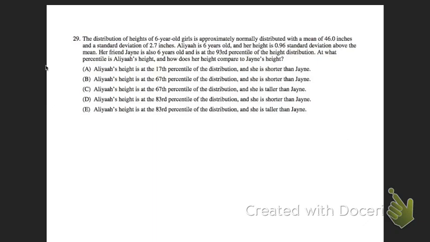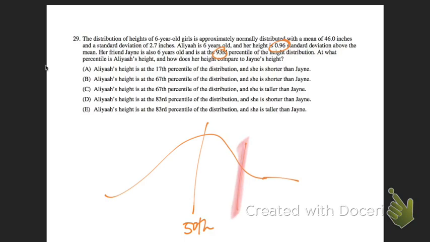29 is talking about the Z. It wants you to find the Z score because it's talking about percentile. Aaliyah's height is 0.96 standard deviations above the mean, and her friend Jane is at the 93rd percentile. If you're 0.96 standard deviations above average, you're about 1 standard deviation above the mean. If this is the 50th percentile, what percentile is 1 standard deviation above? 84. And that's just using the empirical rule.